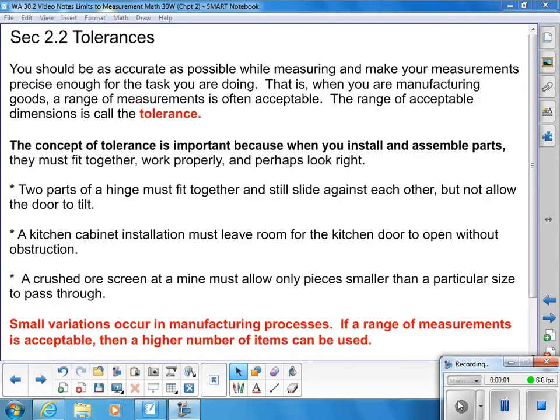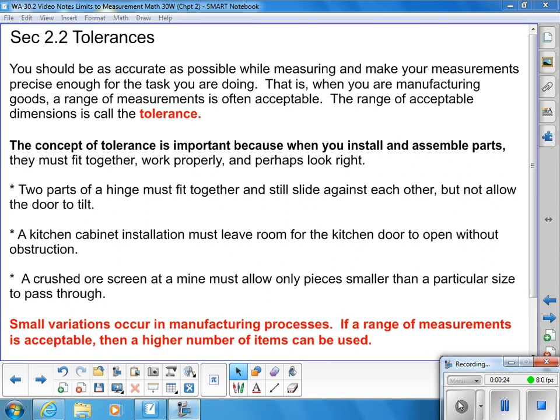Today's lesson is on tolerances. So we've looked at accuracy and precision. Now we're going to look at tolerance, which means you should be as accurate as possible when measuring and make your measurements precise. But when you are actually manufacturing stuff or measuring, a range of measurements is often acceptable. The range of acceptable dimensions is called the tolerance.